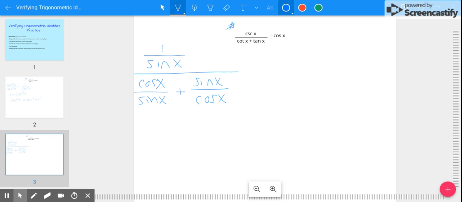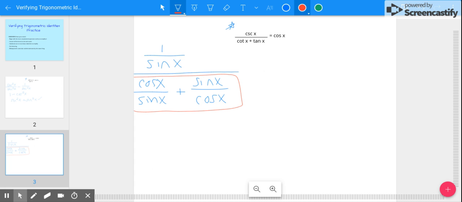Looking at the top, I can't really do much with 1 over sine x. So what I'm going to do is focus right now on the denominator, and I'm going to outline that in this pink color. And I'm going to go to work on just that piece so we can get that a little bit easier to look at. So what I'm going to do is find a common denominator.